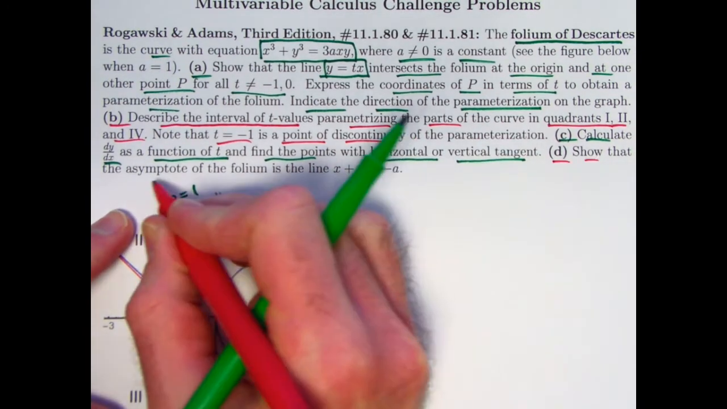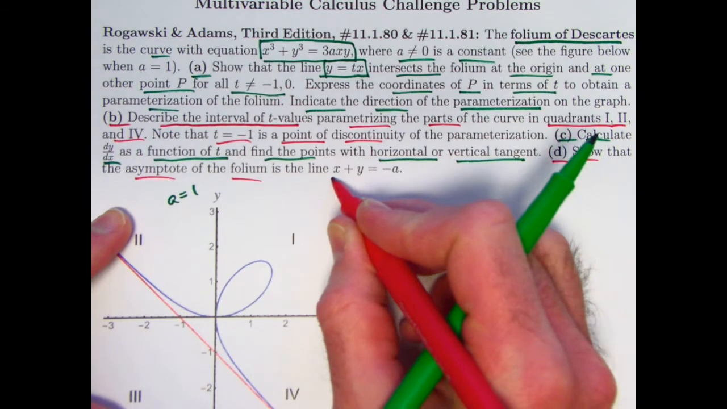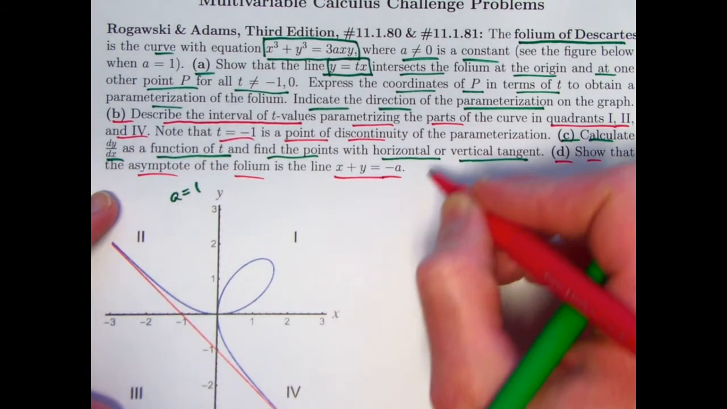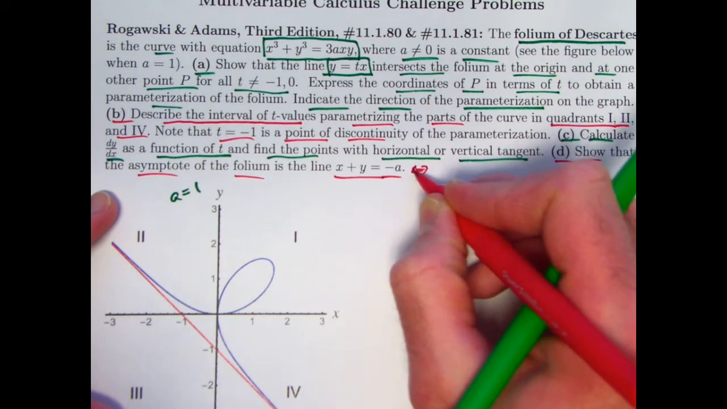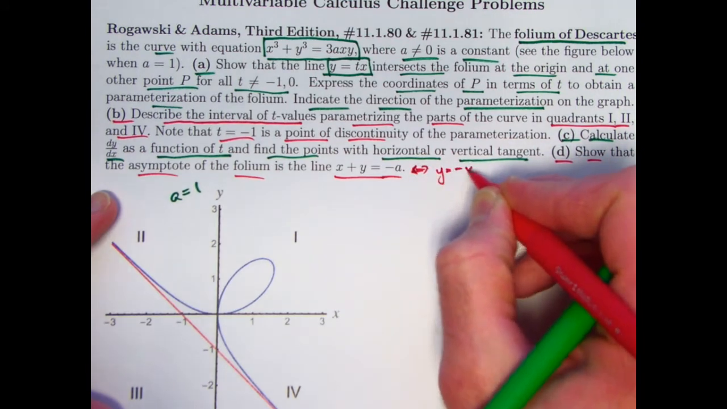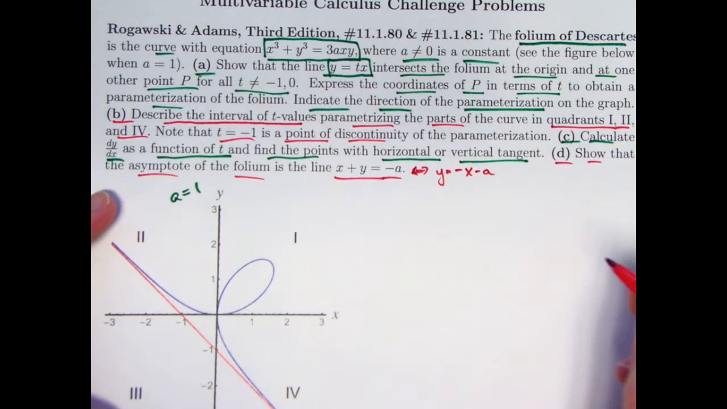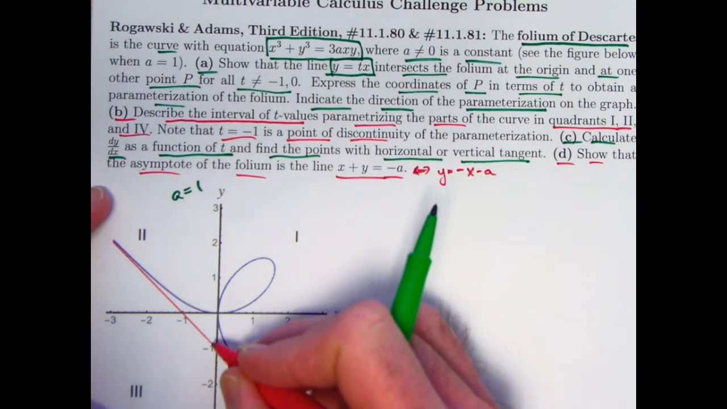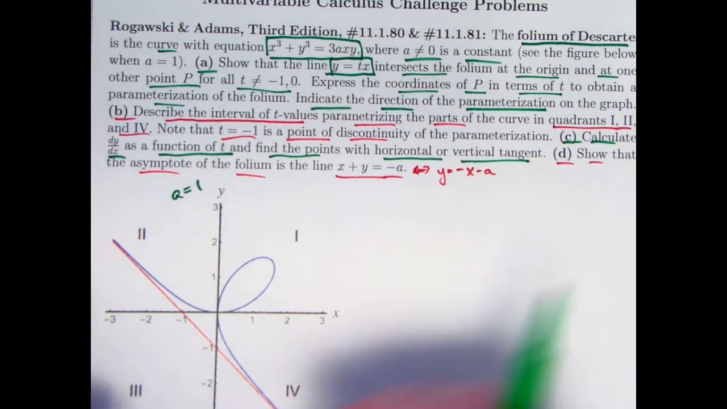Part D, show that the asymptote of the folium is the line x plus y equals -a, which is the line that you see right here in red. That, by the way, is equivalent to y equals -x minus a, slope of -1, and a vertical intercept of -a. So again, this is the picture when a is 1, so the intercept is -1.